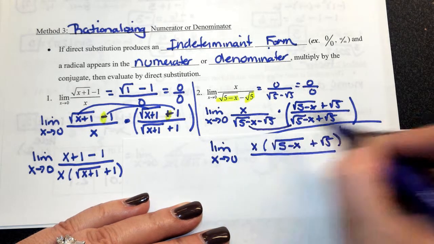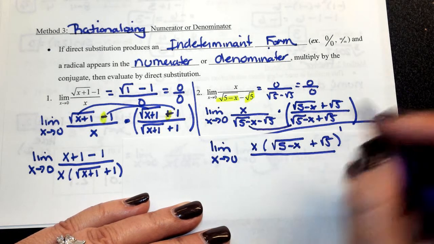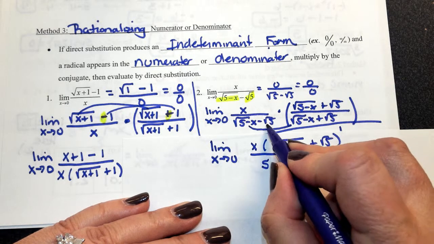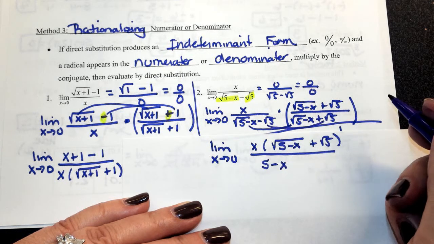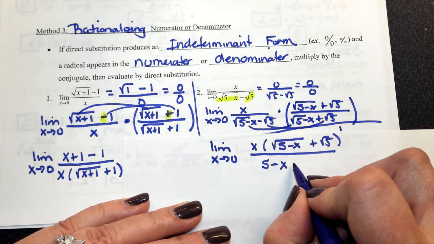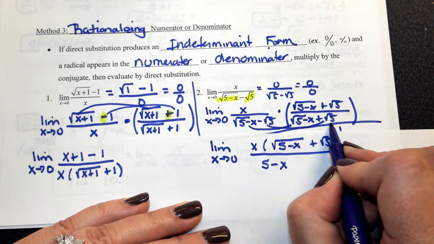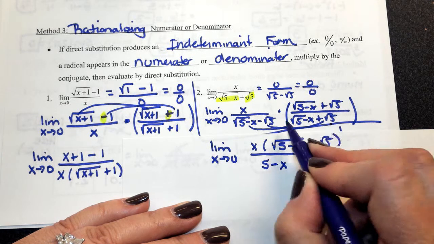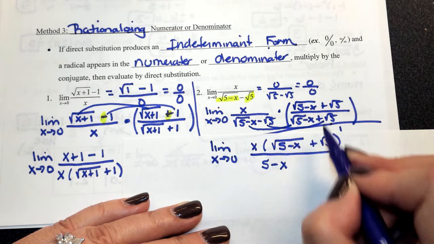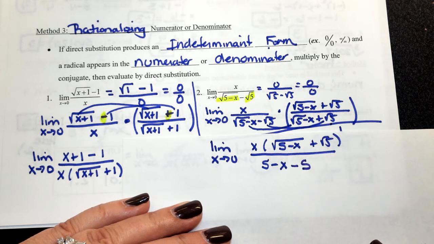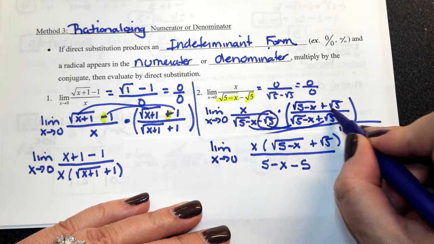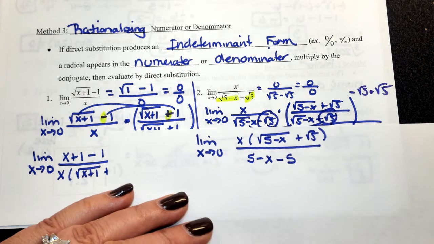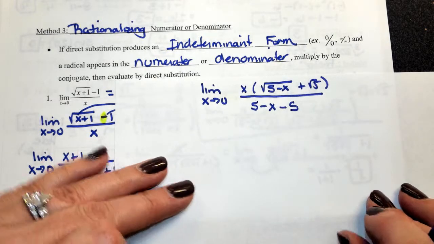What's the square root of 5 minus x times square root of 5 minus x? That's just going to be 5 minus x. Then your last terms. Negative square root 5 times positive square root 5 will give me a what? Square root of 25 is 5, so it's going to be minus 5. Because all you're doing is multiplying negative square root 5 times positive square root 5. Any questions on where I got that from?